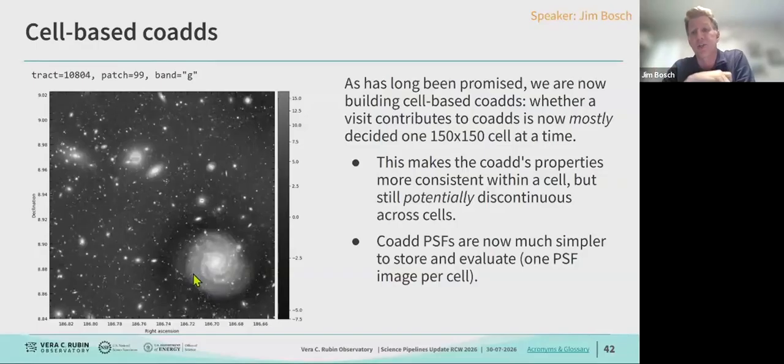The other big advantage is that the coadd PSF, the effective PSF of the coadd, is now much simpler to store and evaluate. This was a big bottleneck in our processing before because we had to evaluate all the PSF models of all the input images at the right points, warp them to the right coordinate system, and add them back together every single time we evaluated a coadd PSF. And now we just store one PSF image per cell. And it's much, much more efficient.